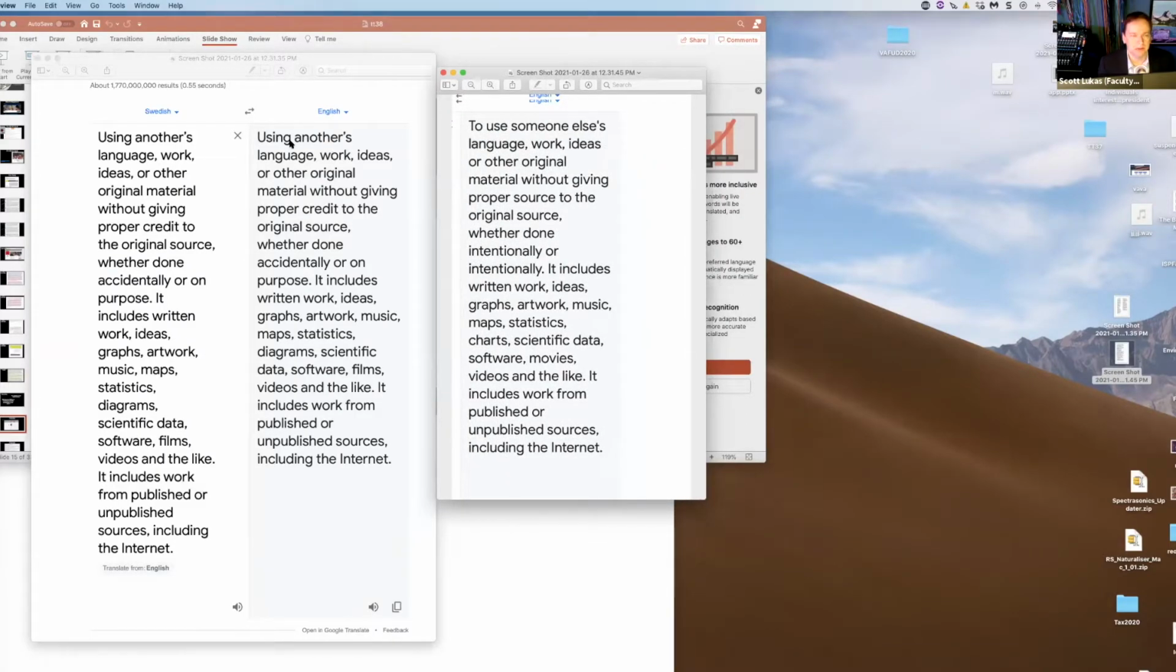Okay, so this is the original. Using another's language, work, ideas, or other original material without giving proper credit to the original source. To use someone else's language, works, ideas, or other original material without giving proper credit to the original source, whether done intentionally or unintentionally. Yeah, so it messes it up. But then the string of probably common words, like graphs, artwork, music, that's pretty spot on. So it didn't change it that much, but it's interesting.